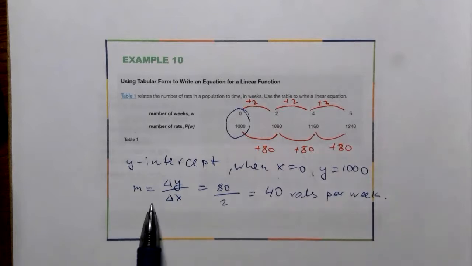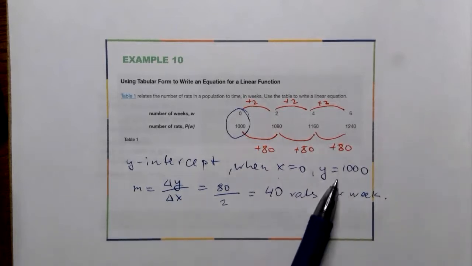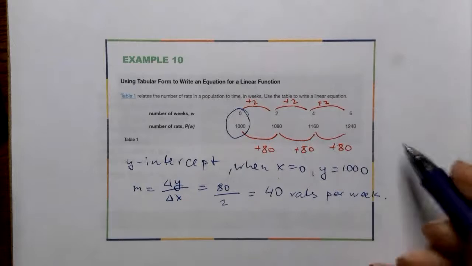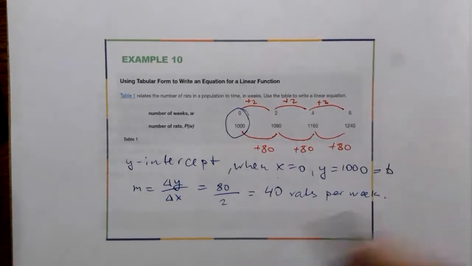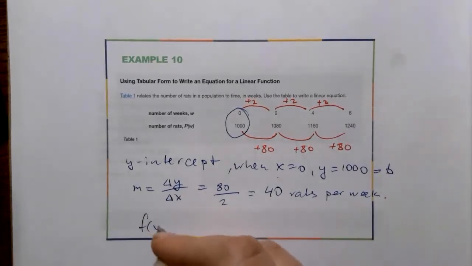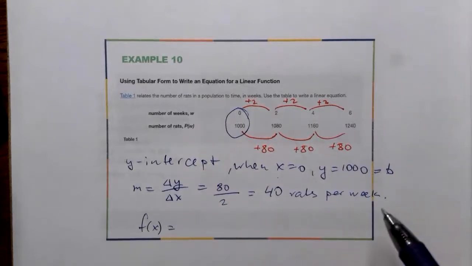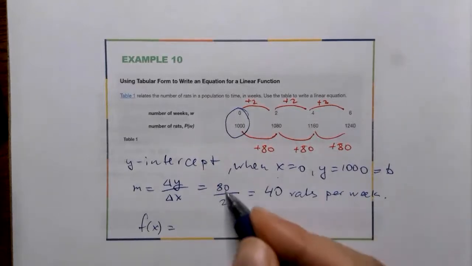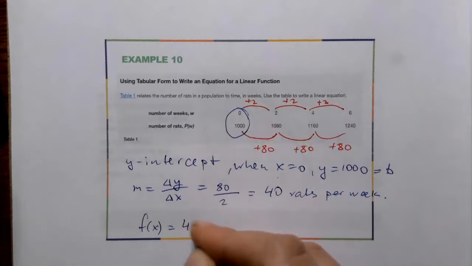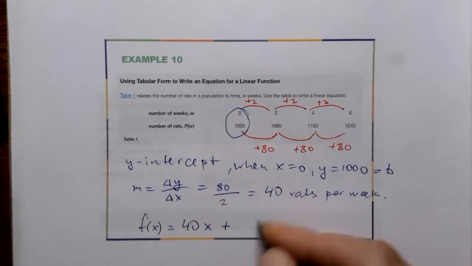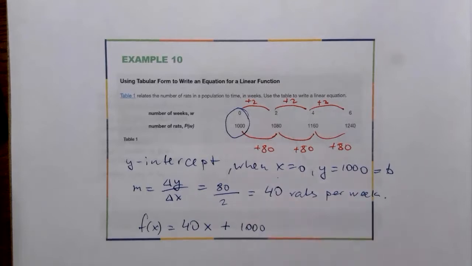Okay, so we have our m, we have our y-intercept. This y value is actually your b for the model. So we have f of x equals m, which is 40, your rate of change, times x plus the initial value, 1000. So for the interpretation, they started with 1,000 rats, and then they're multiplying. So 40 new rats are born every week.